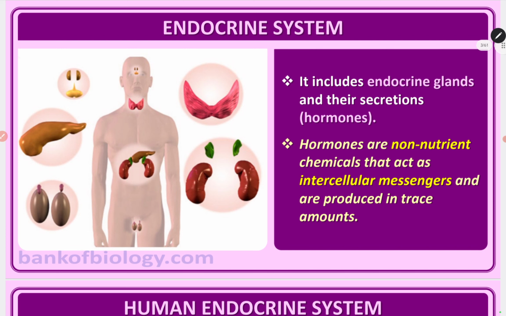Endocrine system. It includes endocrine glands and their secretions, that are hormones. Hormones are non-nutrient chemicals that act as intercellular messengers and are produced in trace amounts. Trace amount means very small amount.